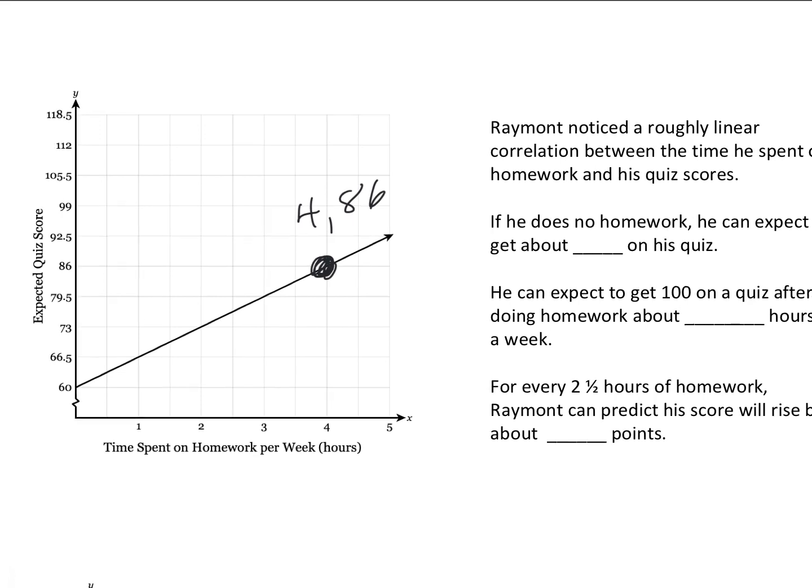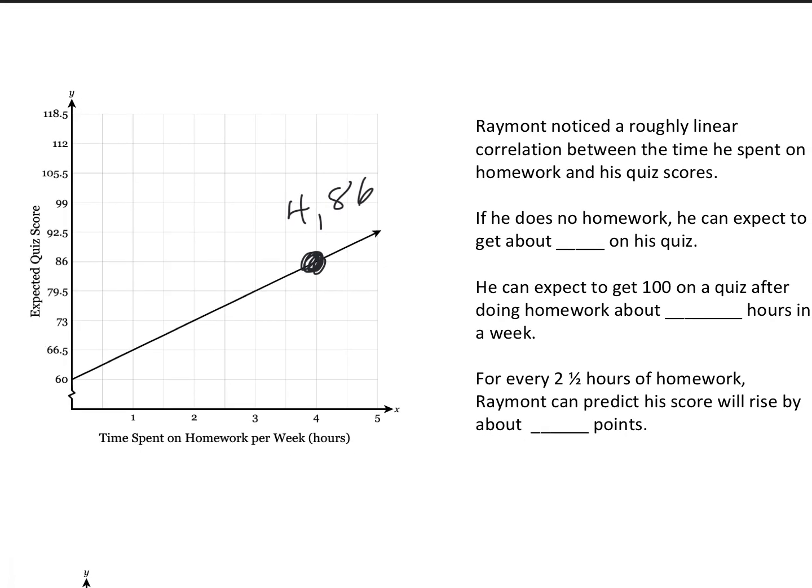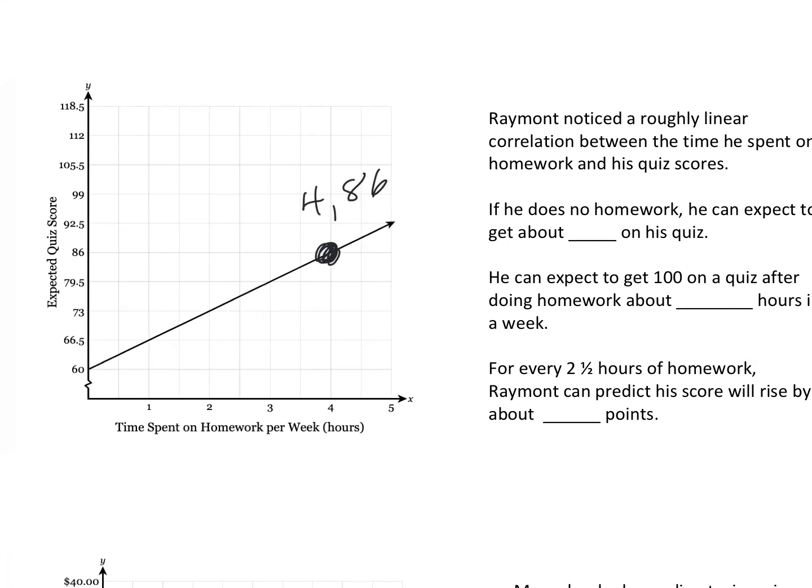For the first couple, you're only going to have one question like this on the test, but I gave you 2, so you could see an example of every possible way it might be asked. So Raymond, my hubby, decided that there was a linear relationship apparently between his homework and his quiz scores. So if he does no homework, he can expect to get about what? A 60, right? If we go to no homework and go up to the y-intercept, he could expect to get about a 60. That one you can tell by just looking at it.